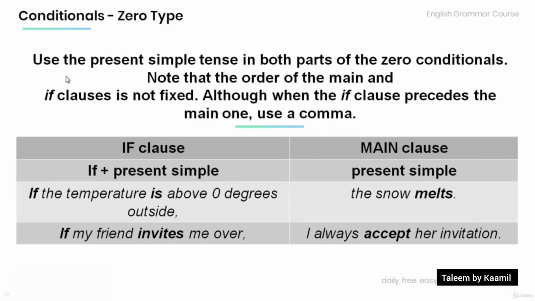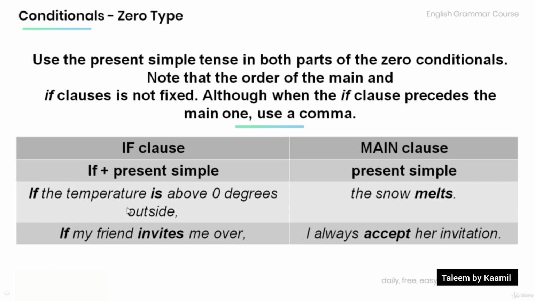Now make sure to use the present simple tense in both parts of the zero conditionals. Note that the order of the main and if clause is not fixed, although when the if clause precedes the main one, make sure to use a comma. Have a look at the table below. The if clause includes if plus present simple, and the main clause, present simple. Have a look at the examples below.